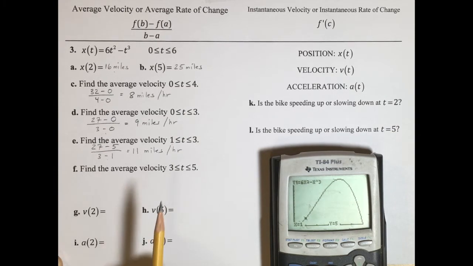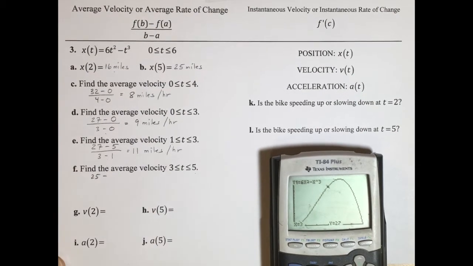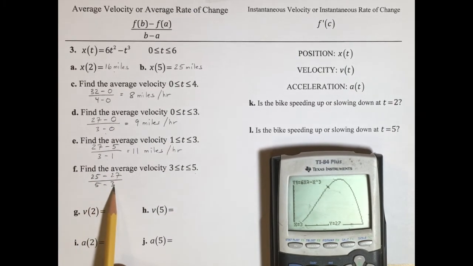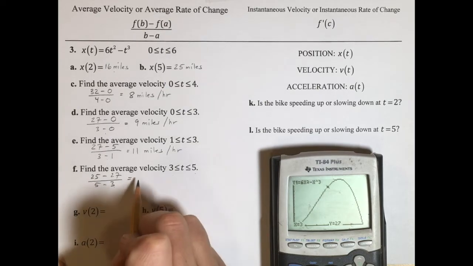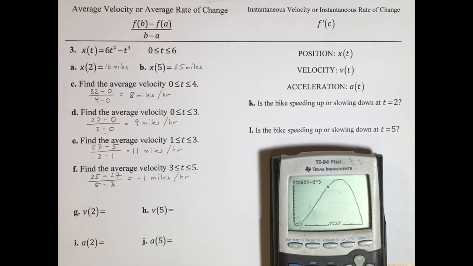Finally, let's find the average velocity from time 3 to time 5. At time 5, he was 25 miles from home. At time 3, he was 27 miles from home. And 5 minus 3 is a time of 2 hours. Negative 2 divided by 2 is negative 1. From time 3 to time 5, his average velocity was negative 1 mile per hour.